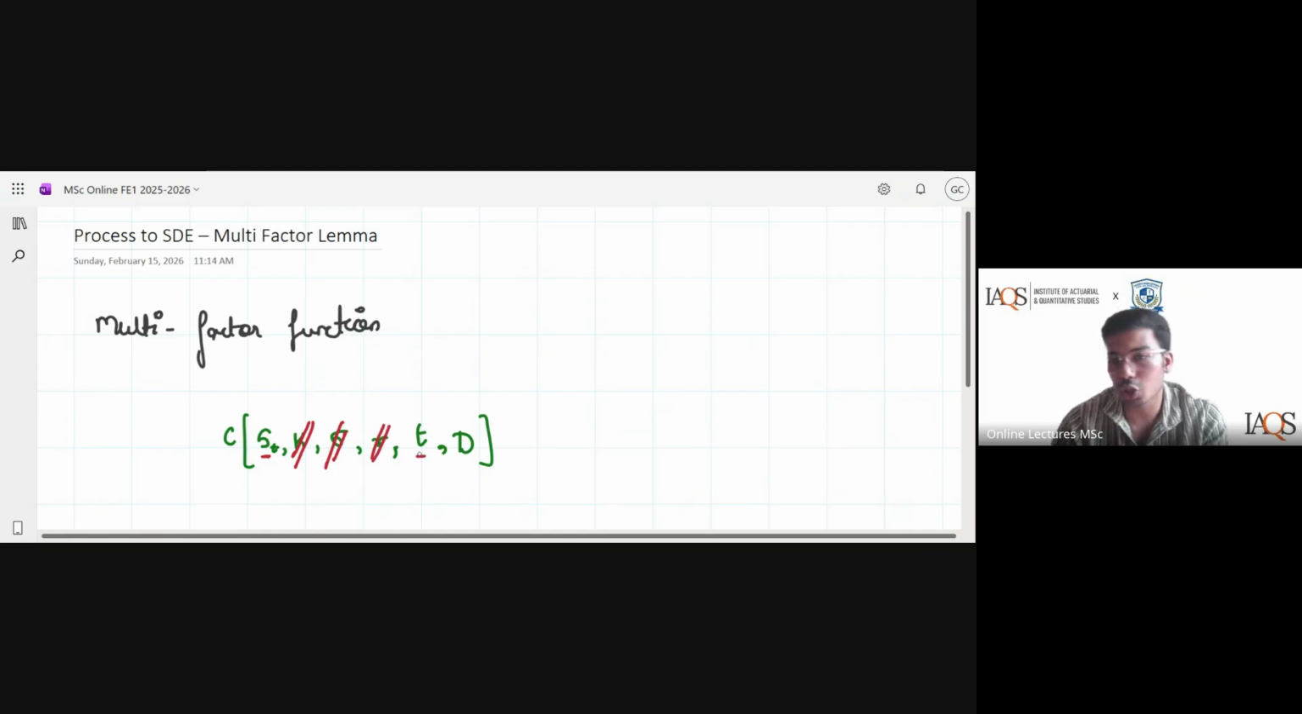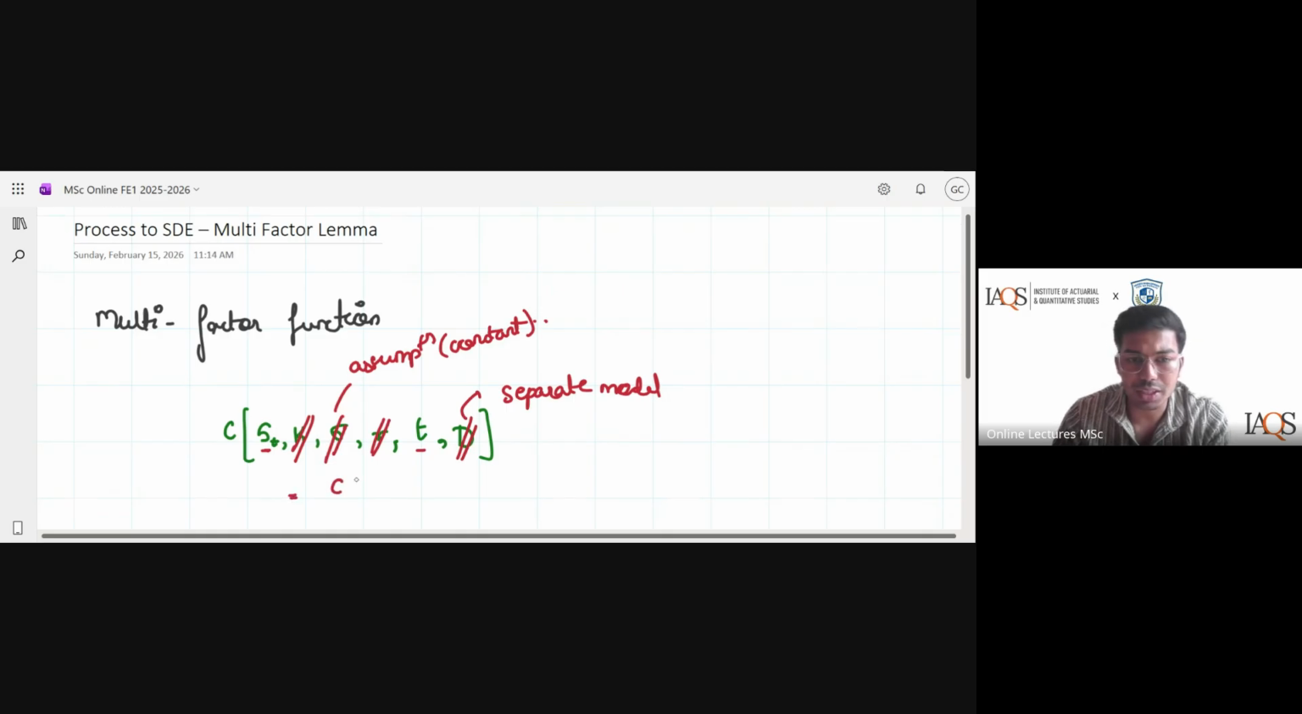I know time is very much a dependent factor for me because time is going to change, and based on that my option price is going to change. For dividends, there is a separate model that we make for a dividend paying option, so this particular model won't incorporate it. Sigma is an assumption to be constant, and the rest are constant too. What this results in is that the call option price is actually a function of St and t.